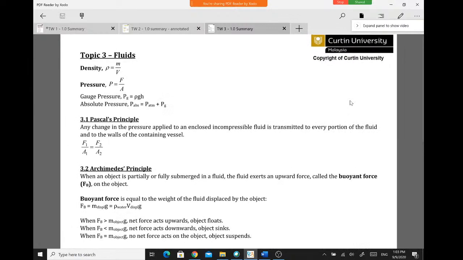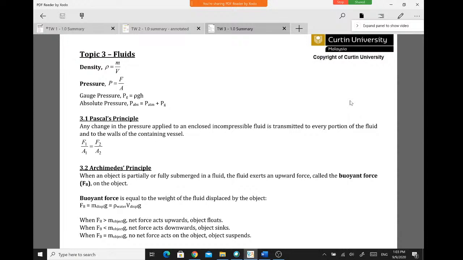Okay, so topic 3, fluids. Again, can you tell me what is fluids? What is fluids? It's a substance that can flow, correct? So, it can be either gas or liquids.